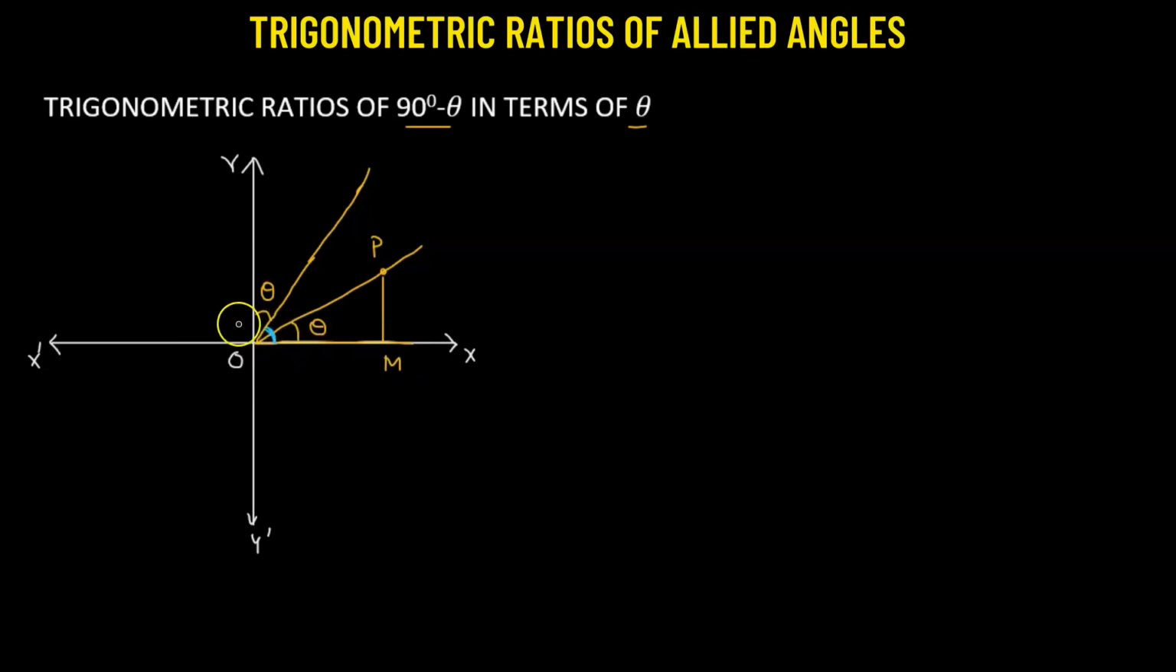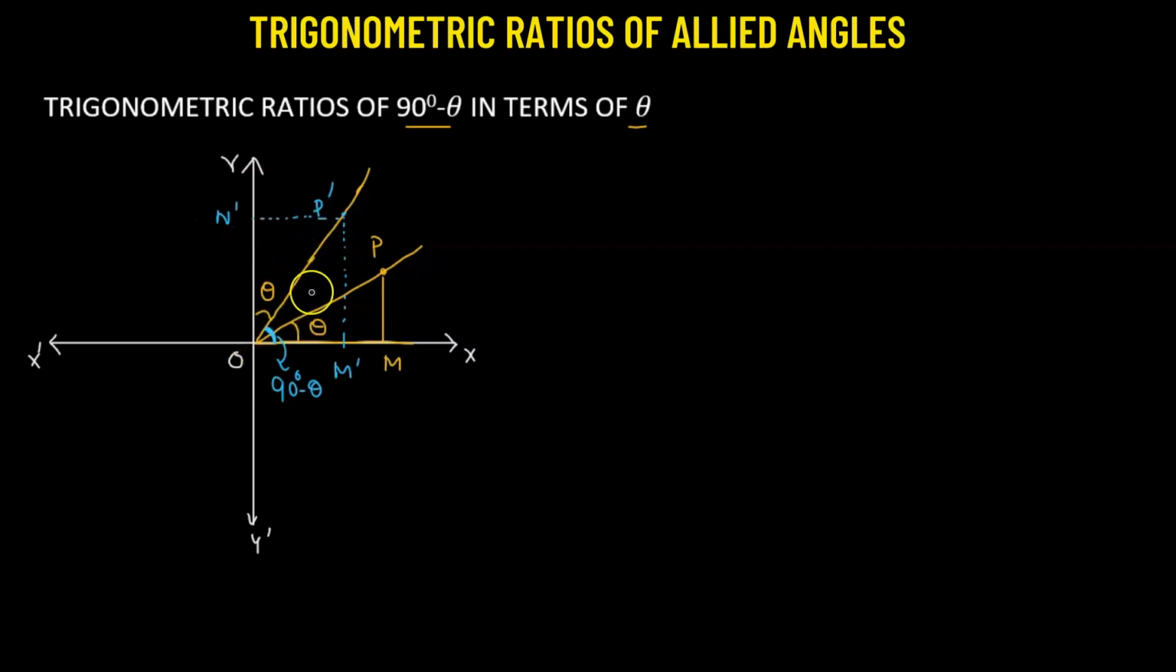So this angle is what? The total angle we have is 90 degrees, and if we subtract theta from it, then this particular angle is going to be 90 minus theta. So this is what we're interested in. So we are going to consider another point P prime on this new ray, and from this point we are going to drop another perpendicular P prime M prime on the OX axis. Now let me drop another perpendicular P prime N prime on the OY axis.